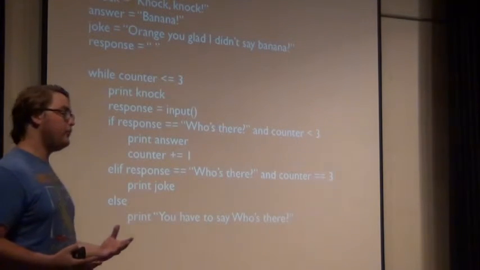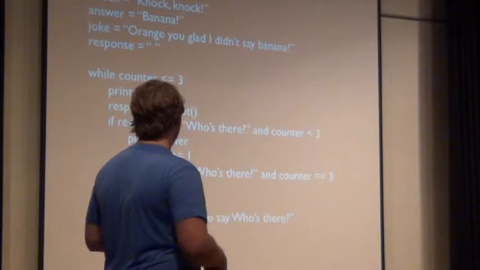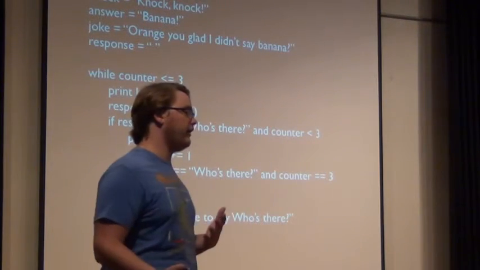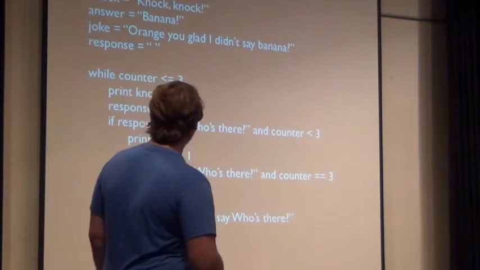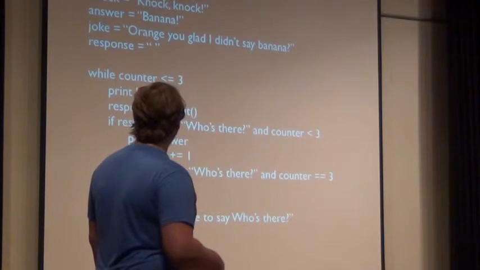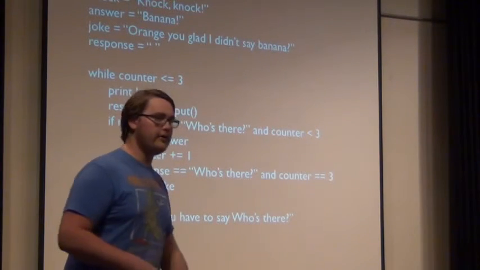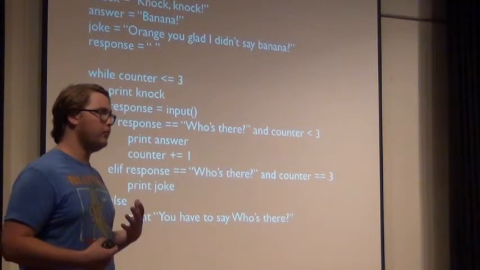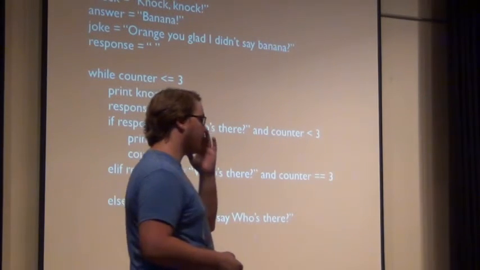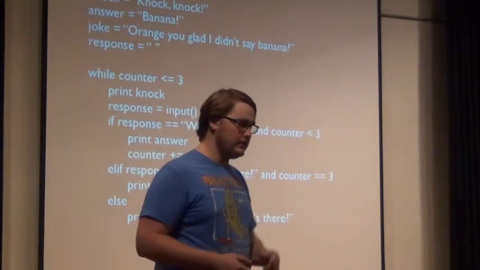And if they didn't type who's there, the computer will output, you have to say who's there. And it won't add 1 to the counter. So this is a pretty simple example of a Python program. Are there any questions?